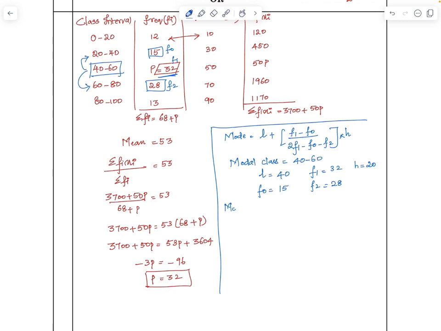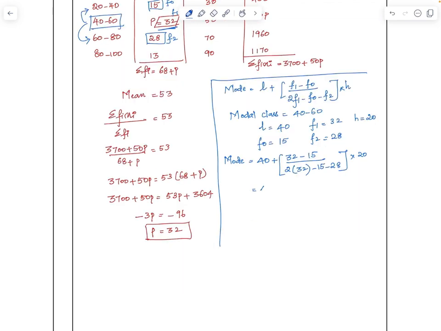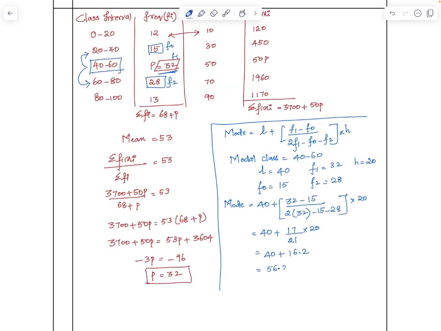Substituting all these values, mode is equal to 40 plus 32 minus 15 upon 2 times 32 minus 15 minus 28 times 20, which is 40 plus 17 upon 21 times 20, which gives us 40 plus 16.2, which is 56.2. So this is the mode of the given distribution.